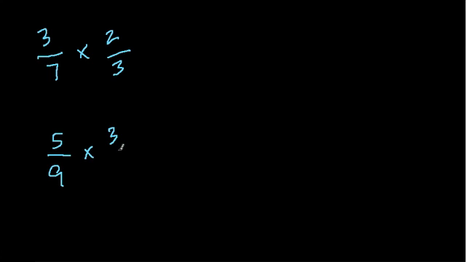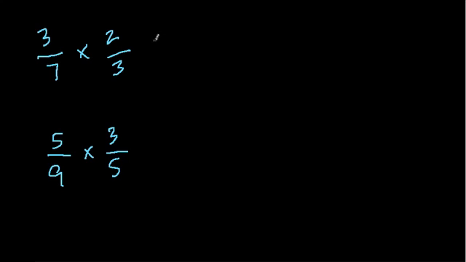Okay, so in this video we're looking at more problems where switching around the numerator really helps. In other words, where using the commutative property might make a problem a lot simpler. So first we have 3/7 times 2/3, and then we'll look at 5/9 times 3/5.